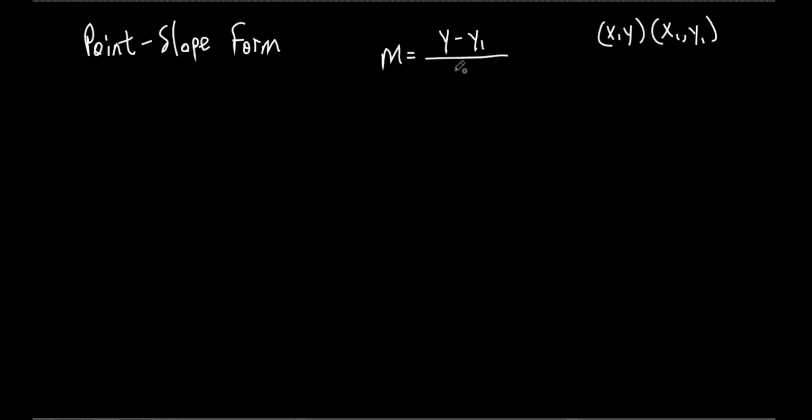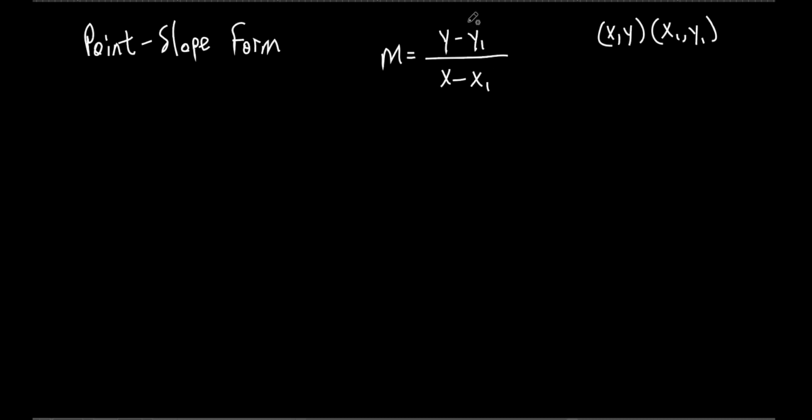And then what do we put on the bottom? The x's, subtract the x's. I have to subtract them in the same order. So if I went y minus y1, I have to go x minus x1. That's a comma right there, I almost thought that was a 1. So x minus x1. That's one way that we could write the slope. Would you agree?